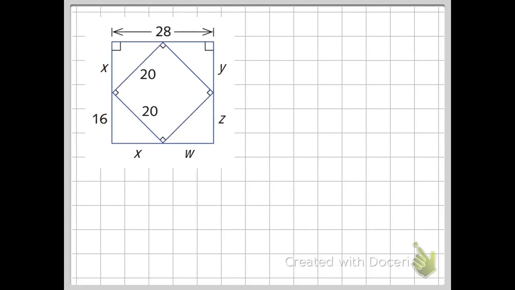In order to find the values of the pronumerals, let's start with x. We need to look at this triangle, recognizing that that is a right angle in the corner, and therefore x is the square root of the hypotenuse squared minus the square of the shorter side, and that gives 12. Once we've found x, w is the difference between 28 and x, which gives 16.